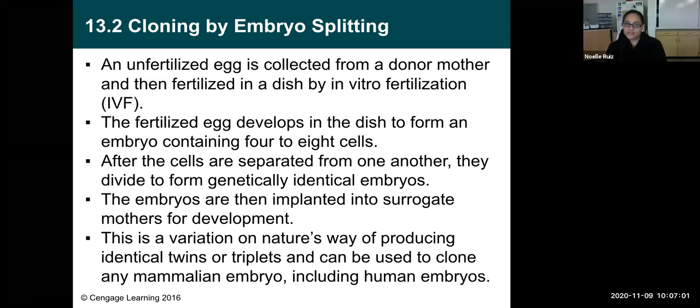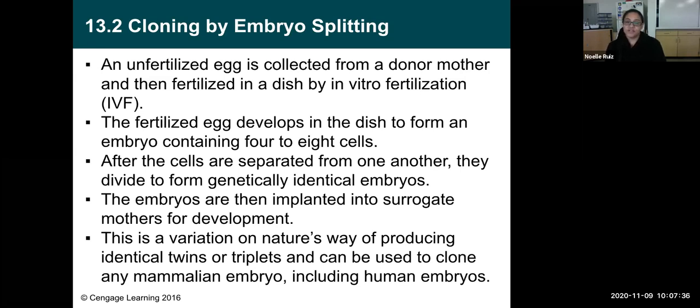The fertilized egg develops in the dish to form an embryo containing 4 to 8 cells. After the cells are separated from one another, they divide to form genetically identical embryos. So the fertilization happens, and then that cell divides into 2, and then those 2 cells divide into 4, those 4 cells divide into 8. The scientists separate those cells, and all those cells are going to develop into genetically identical embryos. Those embryos are implanted into surrogate mothers for development.